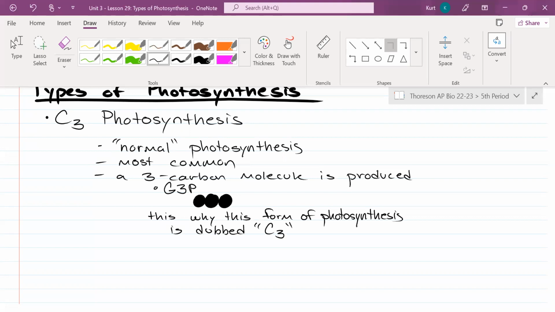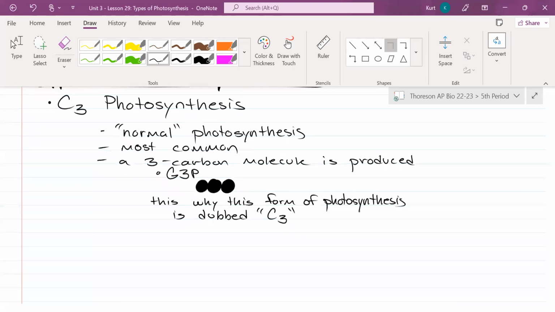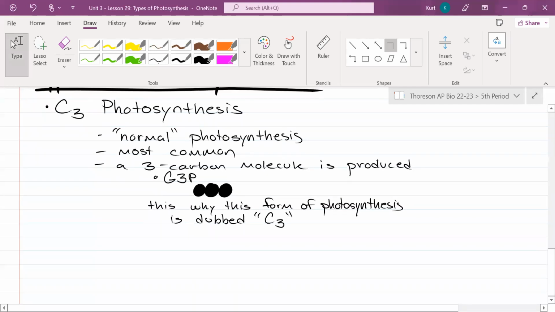Because the goal is making a 3-carbon molecule. So here's the good news. I don't really have to teach you anything new with this, because what you've been doing for the last 2 days is C3 photosynthesis. When we did the Calvin cycle on Tuesday and we did CO2 fixation, CO2 reduction, regeneration of RuBP, that is C3 photosynthesis.